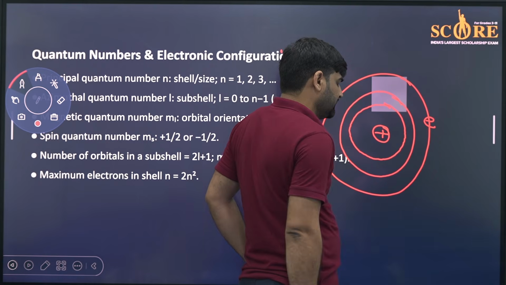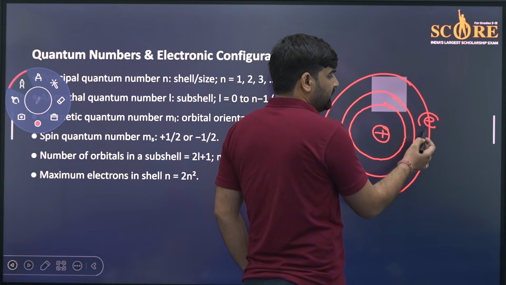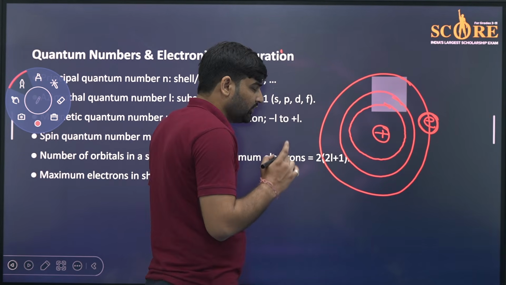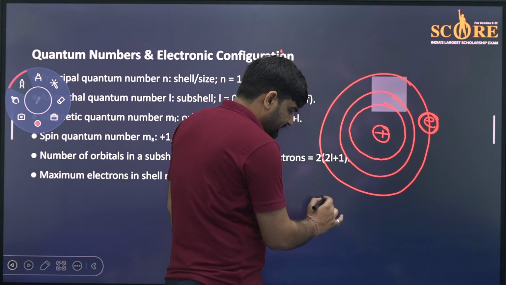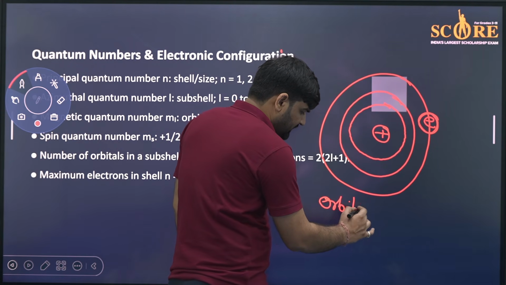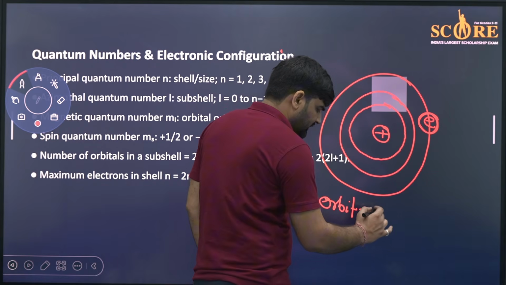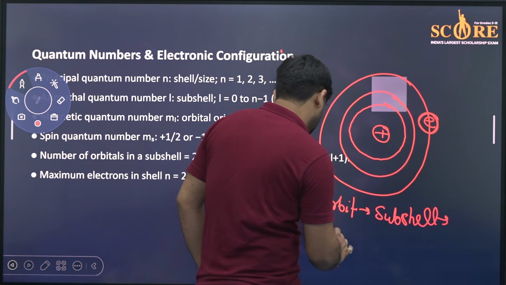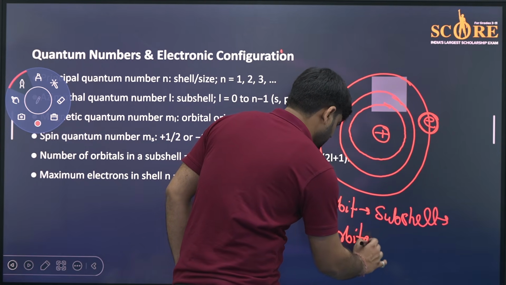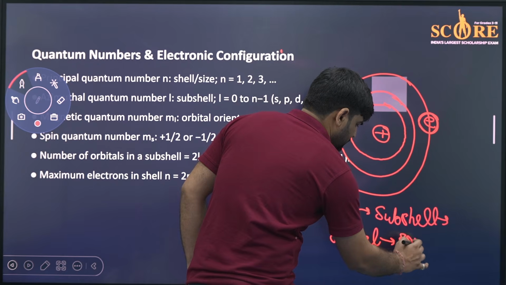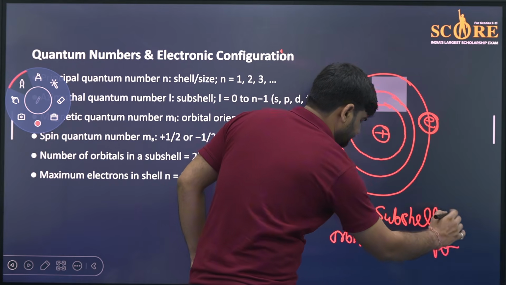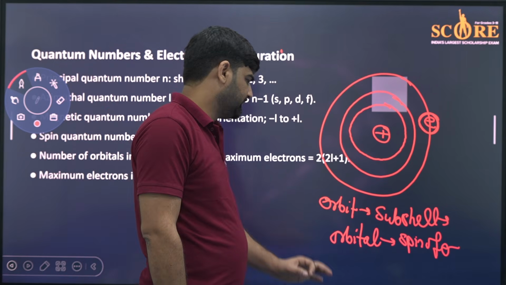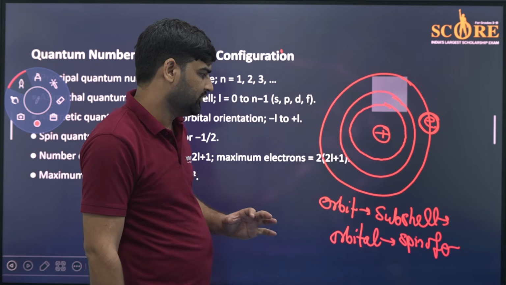Here the electron is present. When we want to reach the electron, you have to know first the orbit, then orbit means shell, then you have to find the subshell, then you have to find the orbital, and then find the spin of the electron. You have to find first of all the orbit, then subshell, then orbital, then spin of the electron.